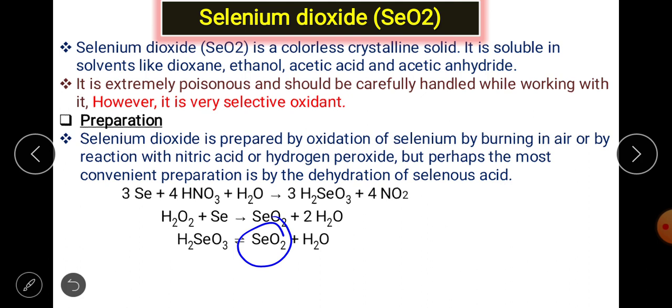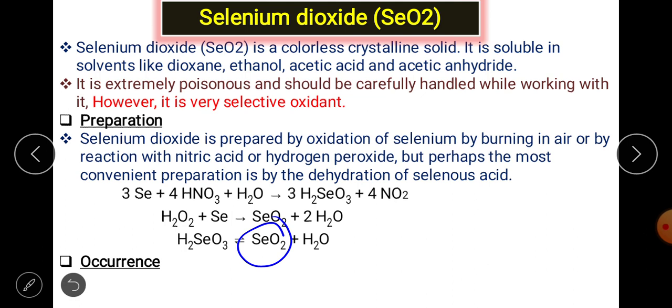Here the reaction is given: selenium and nitric acid in water form selenous acid, and after that there are other reactions like H2O2 plus Se, which again gives SeO2. And lastly, selenous acid is produced by the reaction of selenium dioxide plus water. Generally, selenous acid is the best source for selenium dioxide.